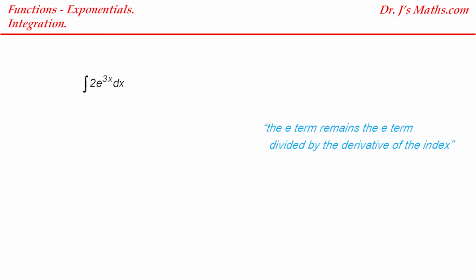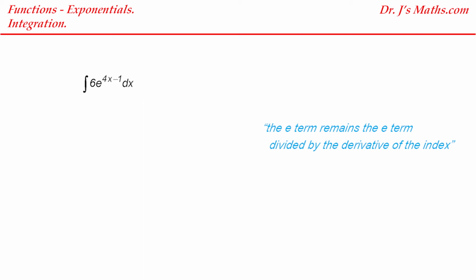Example 2. We have the integral of 2e to the 3x dx. Well, the 2 is a decoration, just write it down. So 2, e to the 3x, the term remains the same, so it's e to the 3x, divided by the derivative of the index, so the derivative of 3x is 3, plus the location constant. So the final answer is 2 over 3 e to the 3x plus c.